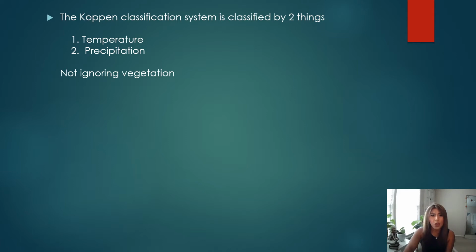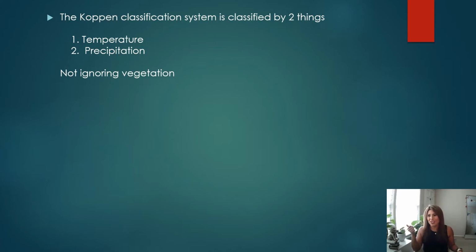So the Köppen classification system is classified by two things. Number one, temperature. Number two, precipitation. That's climate, right? Basically, I mean, humidity, stability, all those other things are really important too. But just for the sake of this, we're going to do temperature and precipitation, okay?